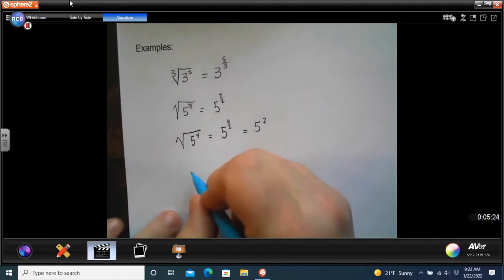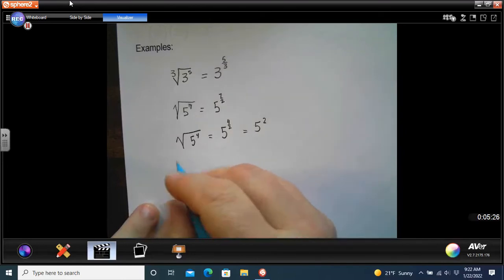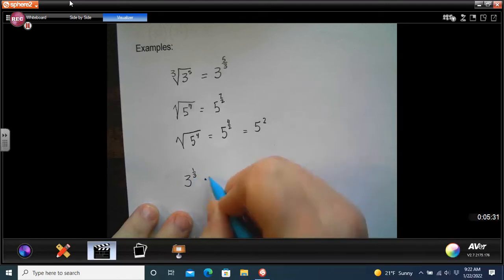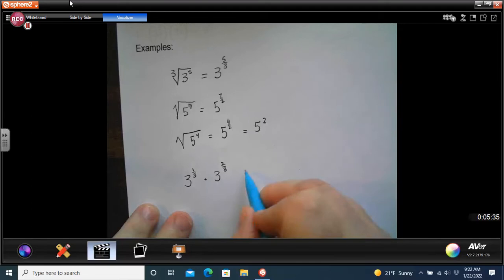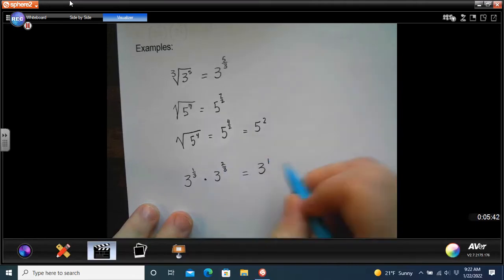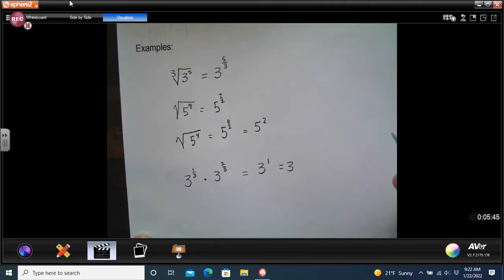But essentially, if I have 3 to the 1/3 times 3 to the 2/3, that's the same base, so I can add those exponents. 1/3 plus 2/3 is 3/3, which is 1. And that's one of the things that fractional exponents allow us to do. We can't do that when we have the square root of something or the cube root of something. If they have the same base, I can actually combine them.